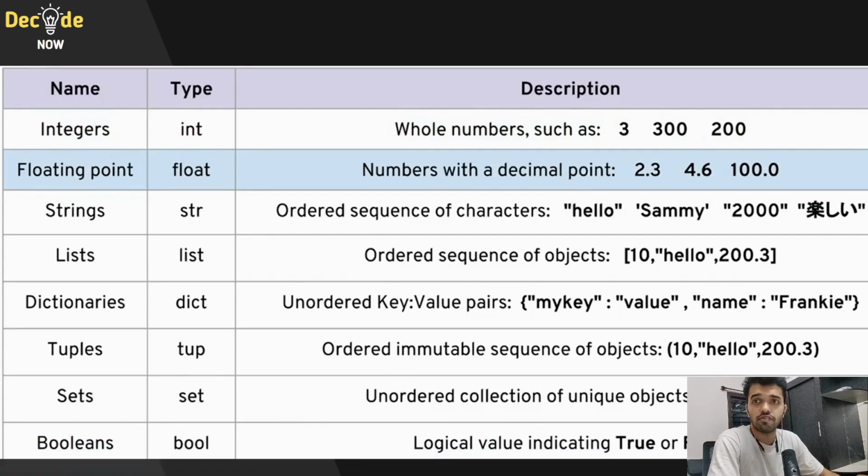It's just a logical value indicating true or false. Suppose, for example, we have the number 4, and we can say if the number 4 is even, return true, or else return false. So there we'll be using these booleans, and we'll be learning more about booleans and all these individual data types and data structures in detail in the upcoming videos.